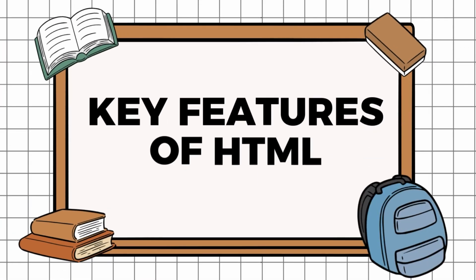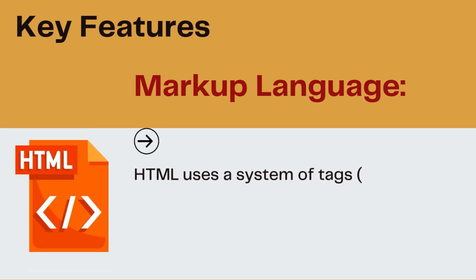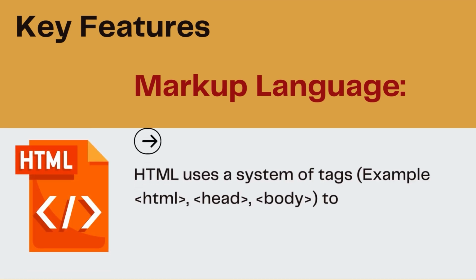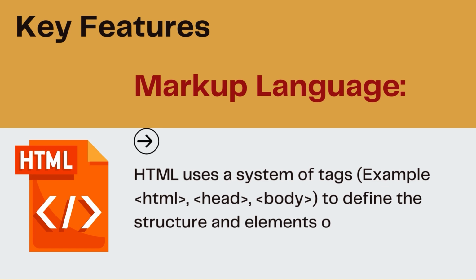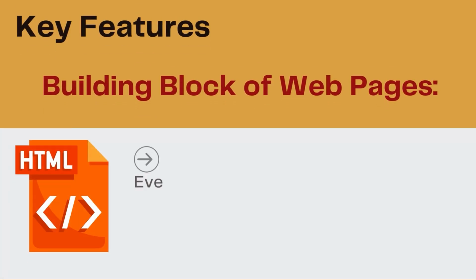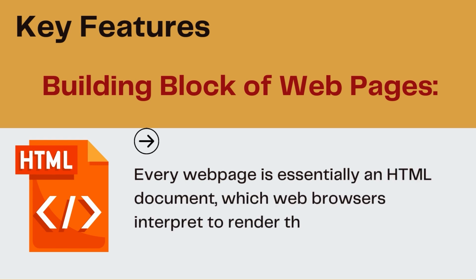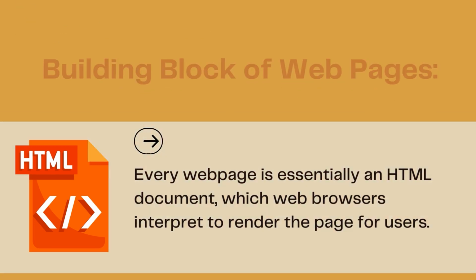Key features of HTML. Markup language. HTML uses a system of tags, for example html, head, body, to define the structure and elements of a web page. Building block of web pages. Every web page is essentially an HTML document, which web browsers interpret to render the page for users.